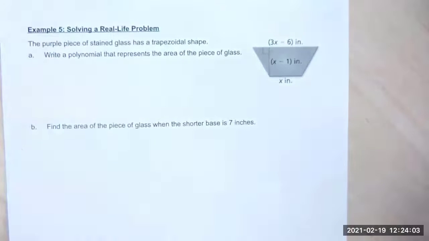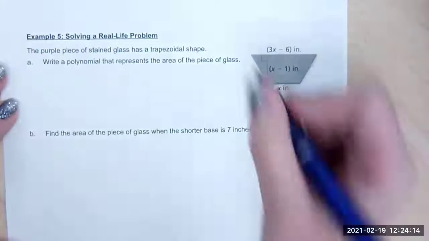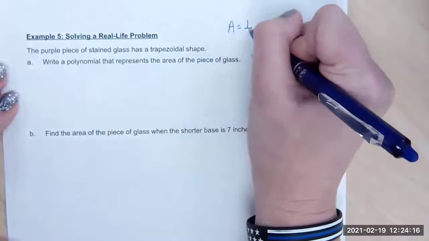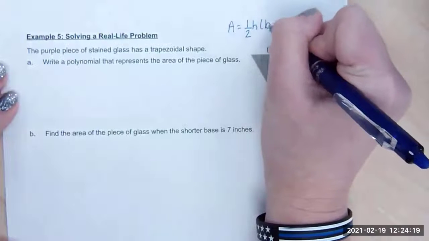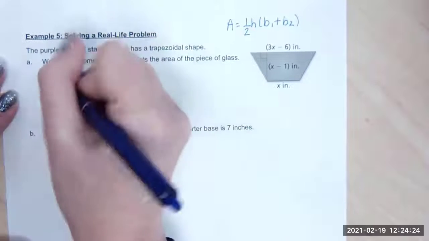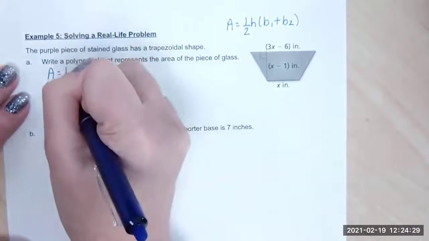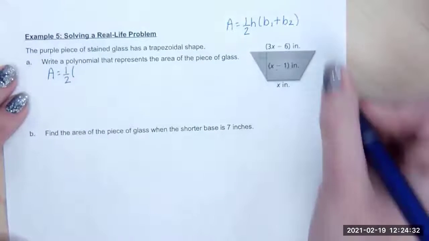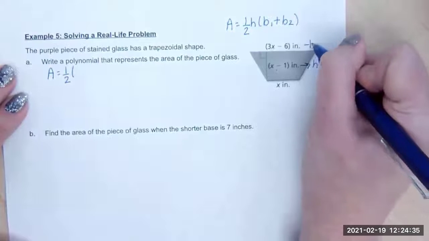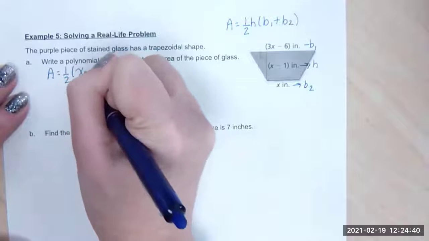Let's take a look at a real life problem here. So the purple piece of stained glass has a trapezoidal shape. Write the polynomial that represents the area of the piece of glass. Now, as you recall, the area of a trapezoid is 1/2 height times base 1 plus base 2. So we have quite a bit of work to do here. So let's rewrite this by replacing what we know. So I have 1/2 times the height, which this right here is my height, base 1 and base 2. So my height is x minus 1.